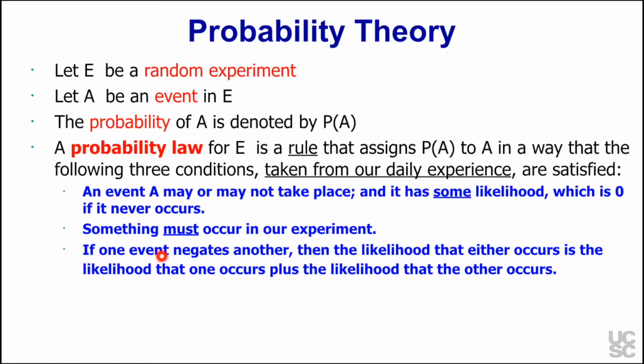intuitively we believe that if one event negates another, then the likelihood that one or the other event takes place is simply the sum of their likelihoods. And this is a direct consequence of our basic notion of counting. When we have two discrete elements, it's intuitive to believe that we have one element or we have the other element, and if one negates the other, then we can only have one or the other. And if we assign these probability values, that leads to the intuitive notion of exclusive events. So with these three intuitive beliefs, we have to build all of our probability theory.